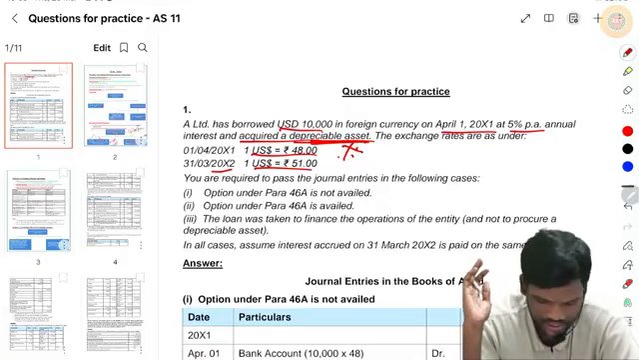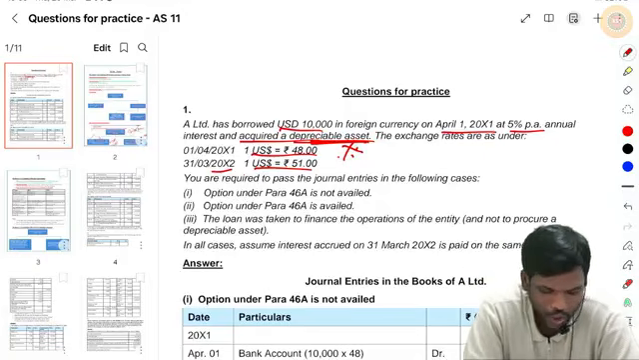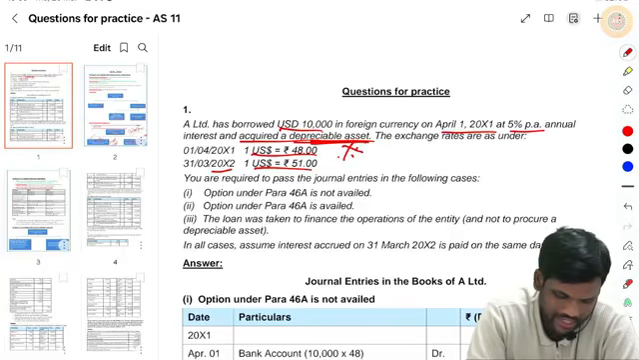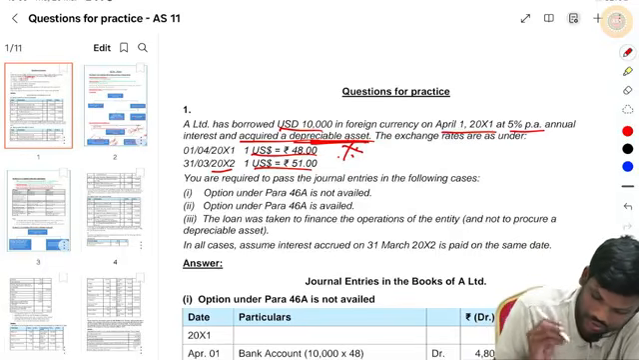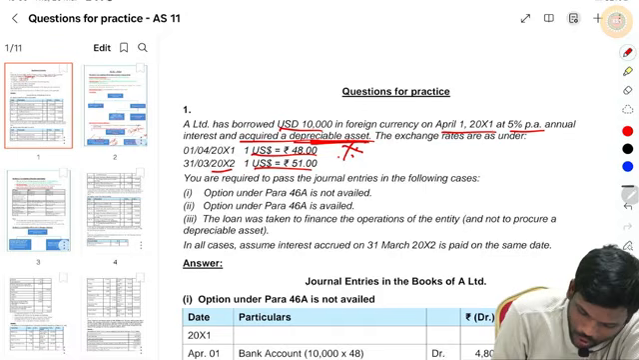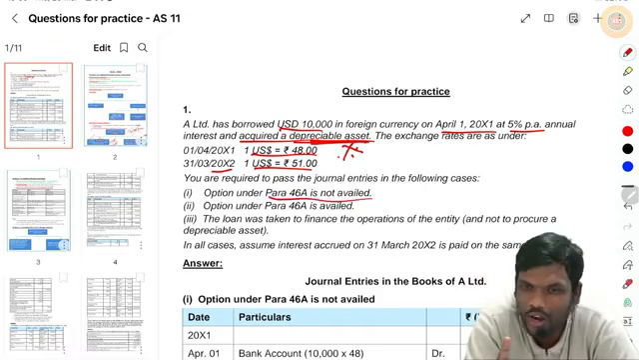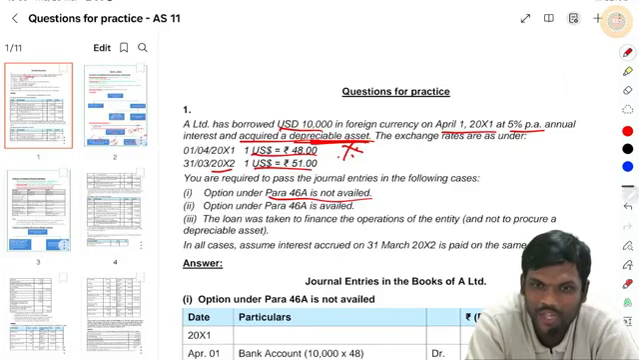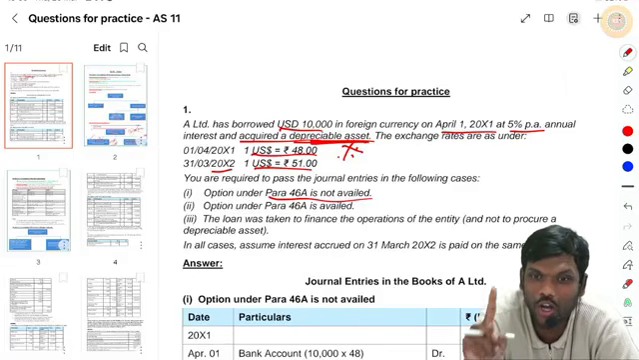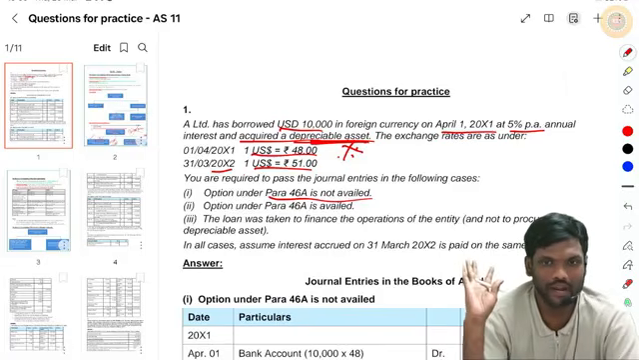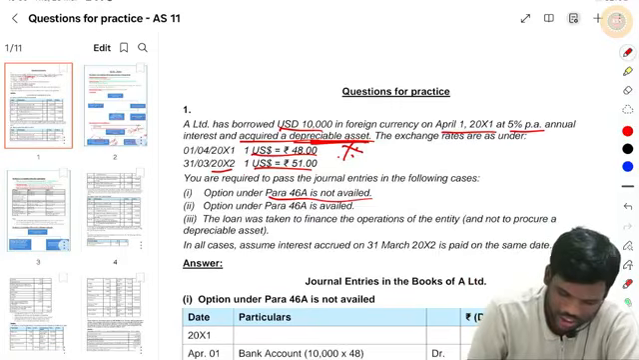Now let us see what they are asking in the question. You are required to pass the journal entries in the following cases. First one, the option under para 46A is not taken. You are not taking the option. That means whatever exchange gain or loss that is coming will be taken to P&L. So shall we see what the journal entries are?